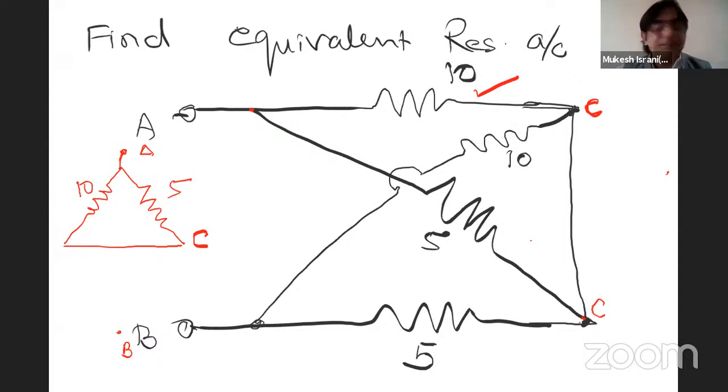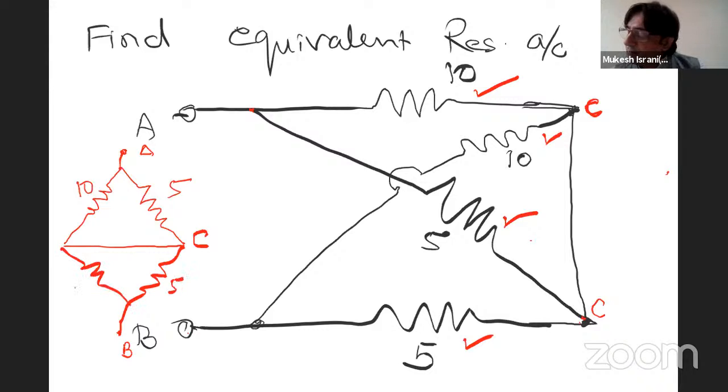Is that okay? Then from B, you can see, I have made these two things. Now again from B, you can see I have a 10 ohm resistance going to C and a 5 ohm resistance going to C. So from B to C, I'll make a 5 ohm resistance. And again from B to C, I'll make a 10 ohm resistance. You can see this. And I have this line in between.